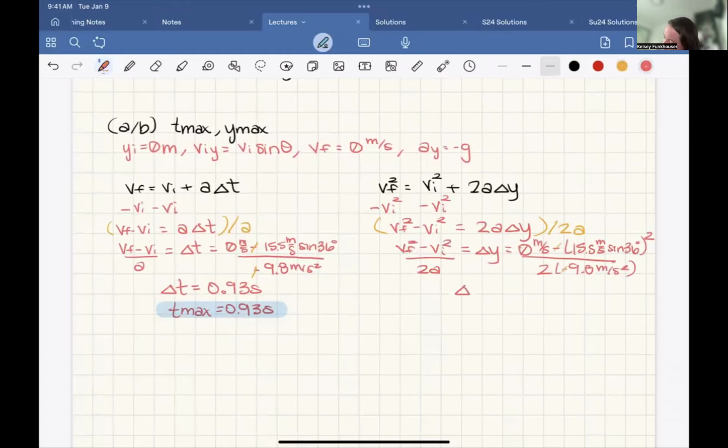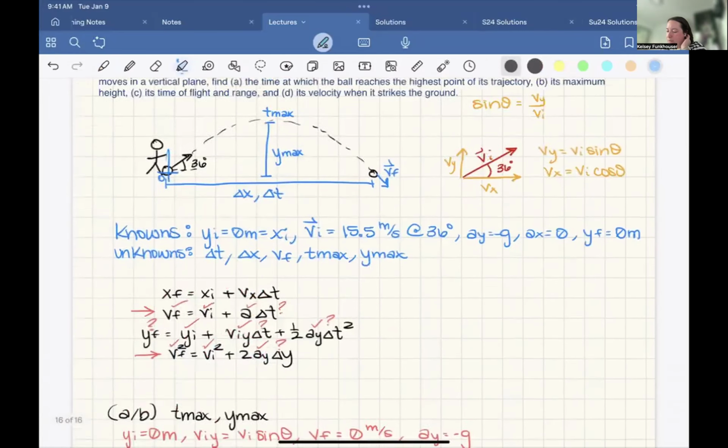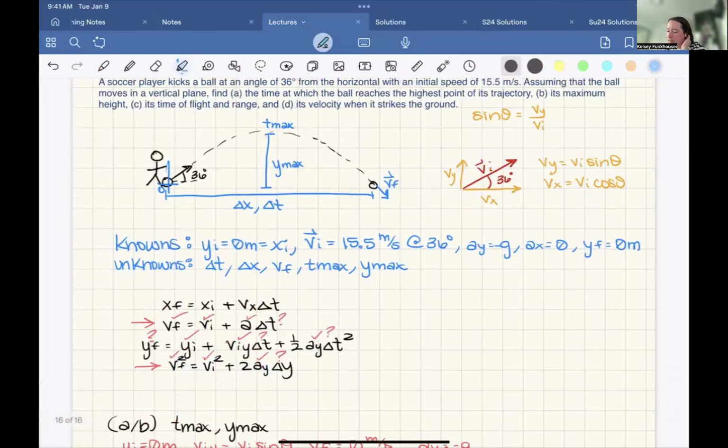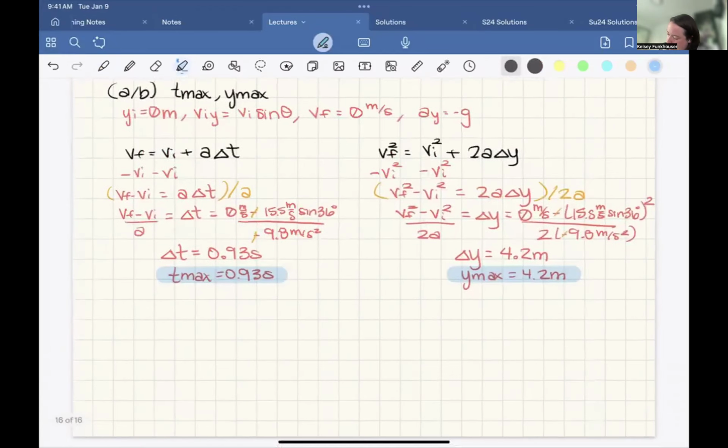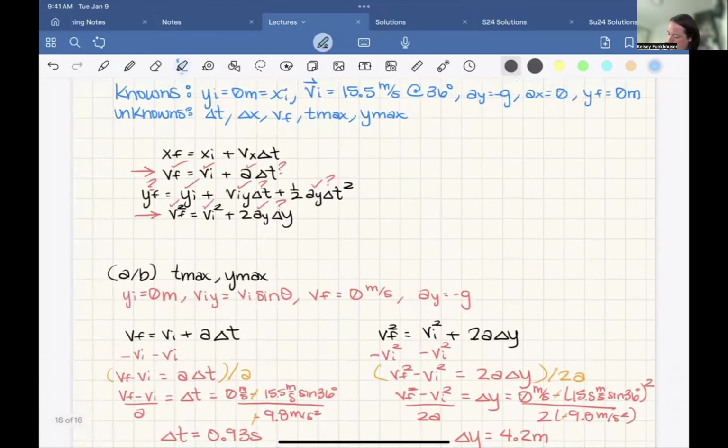And this gives us a maximum height of 4.2 meters. I guess we call that y max, not just displacement. 4.2 meters. So that is the answer to that part. Next up, we're asked for the time of flight, so the total time, and the range. And I guess I'm going to do that on the next page.